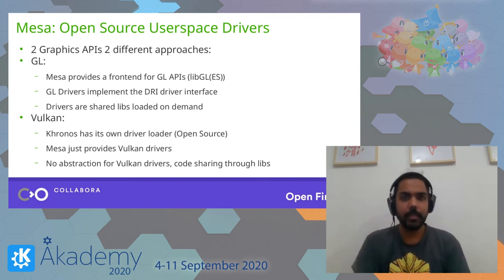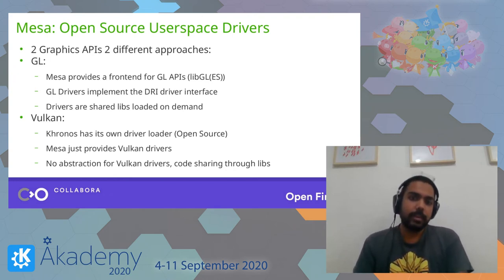We have a couple of approaches for describing graphics APIs, the first one being OpenGL. The way it works in Mesa is Mesa has a framework that allows you to write a driver called Gallium. Gallium is a state tracker. It takes away all the responsibility for state tracking and leaves the responsibility to interact with the kernel to the graphics driver, which means that as a graphics developer, you do not usually need to know anything about state tracking.